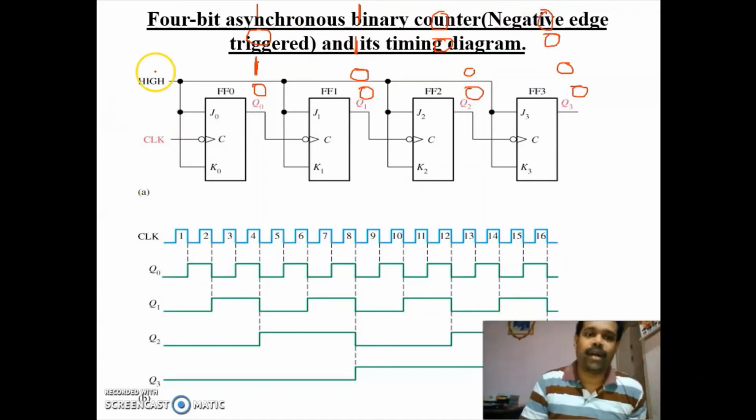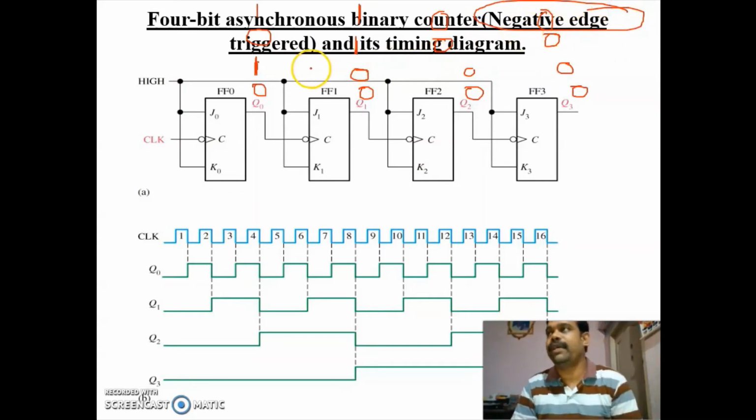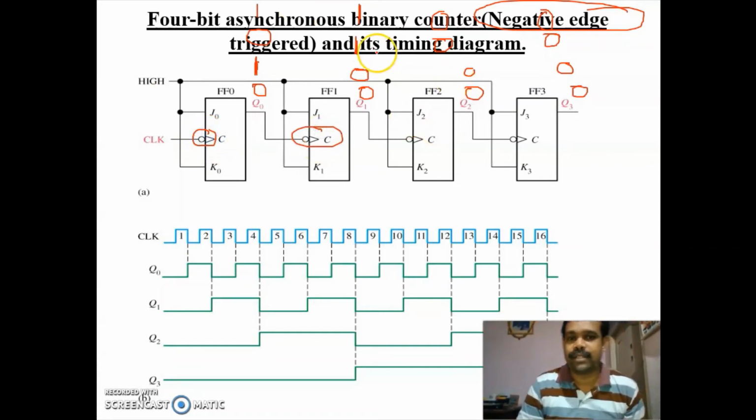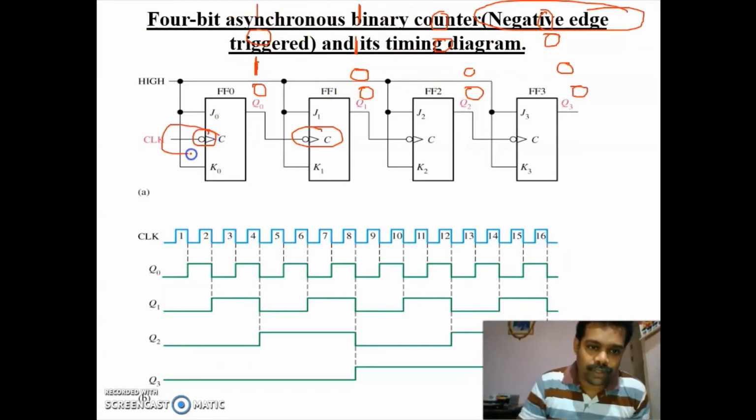Okay, this is the working of the 4-bit negative edge triggered counter. Now you understand what is negative edge and positive edge. In the previous one, here you are not having a bubble, so that is positive edge. If you are having a bubble, it is negative edge. This is a 4-bit asynchronous binary counter. Asynchronous binary counter means you will be providing the clock only to the first flip flop. For the successive flip flops, you will be taking the output of the previous flip flop and giving it as the clock.